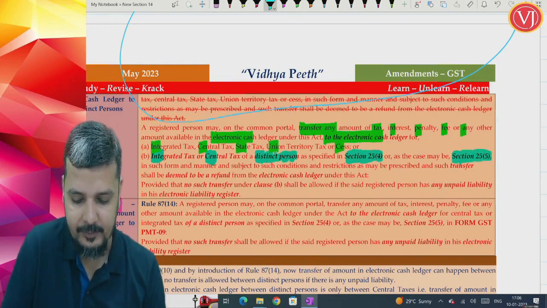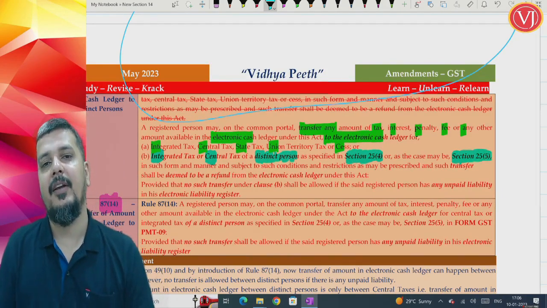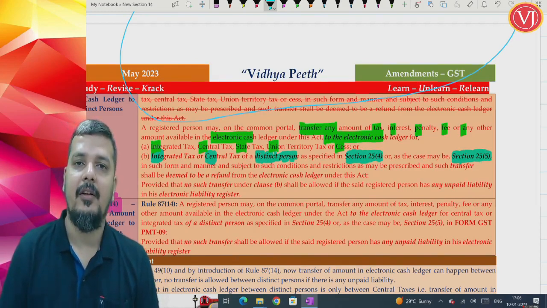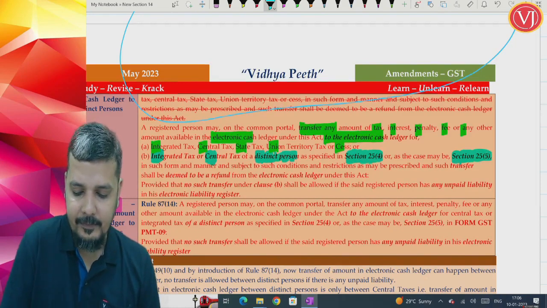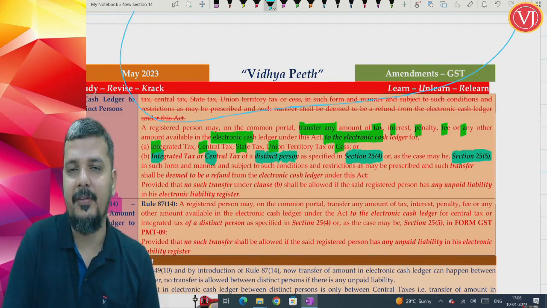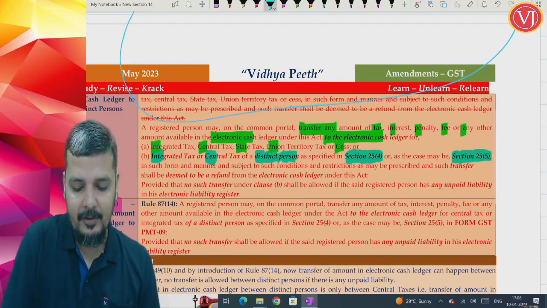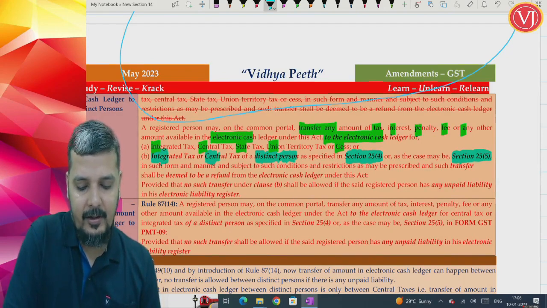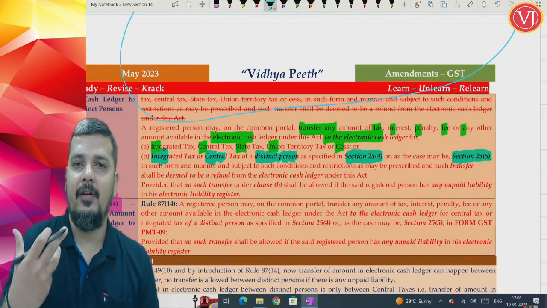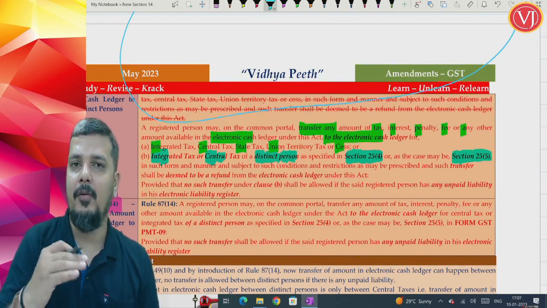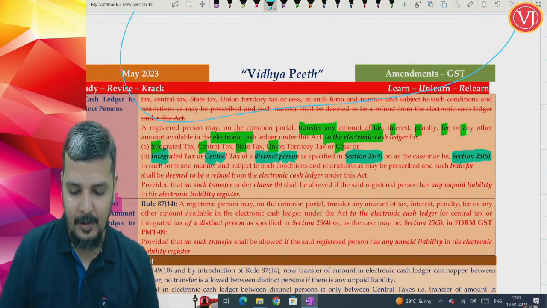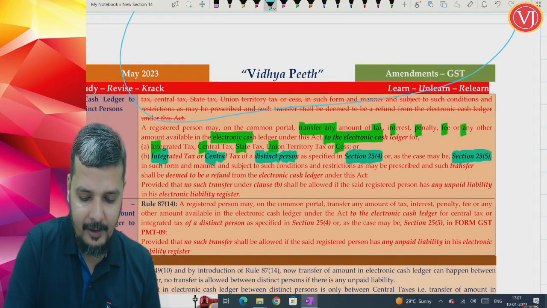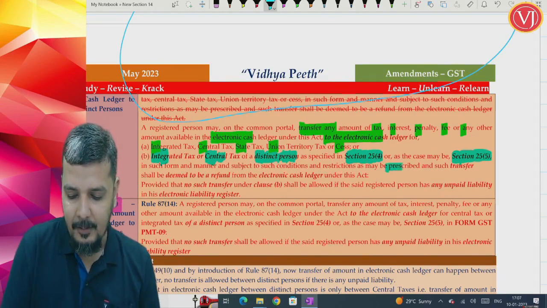Distinct persons. So here you have a new addition that if you are talking about multiple registration, you are called as distinct person. Same company but different GST number, distinct person. So you can transfer from one GST number, IGST or CGST, tax or interest or a penalty or fees or any amount to another GST number. In such form and manner, and subject to such conditions and restrictions as may be prescribed.